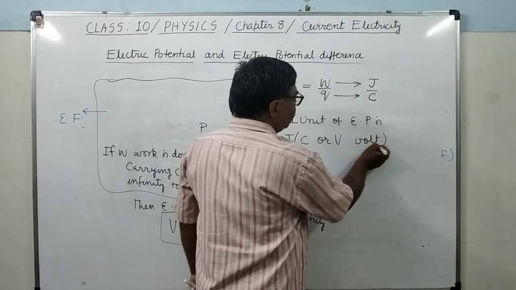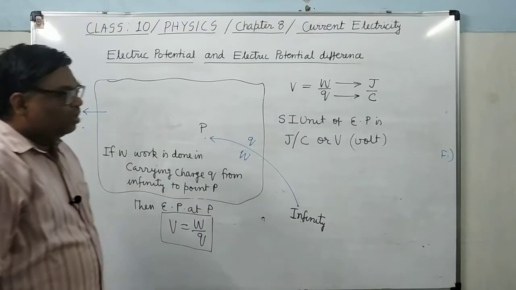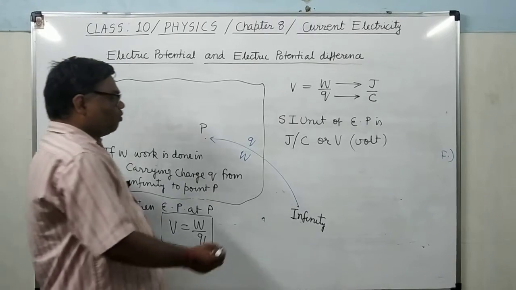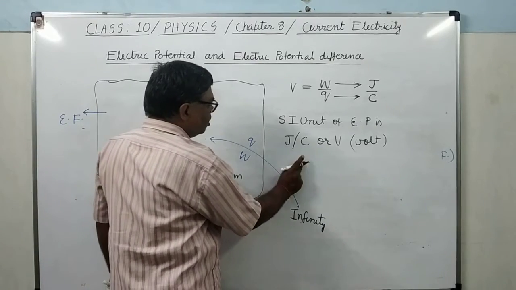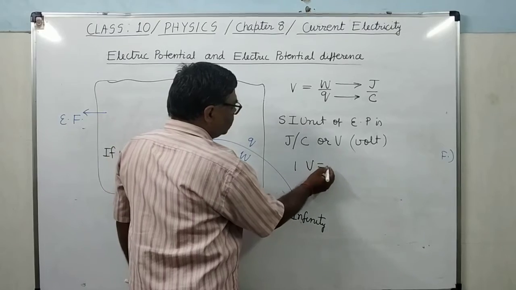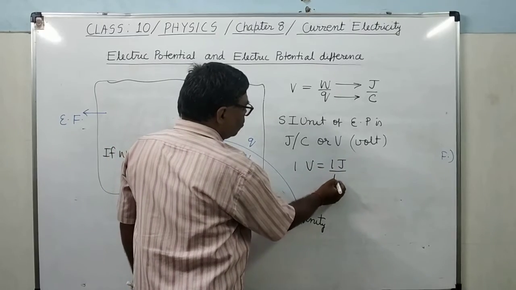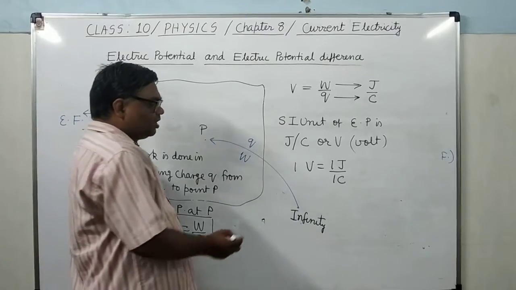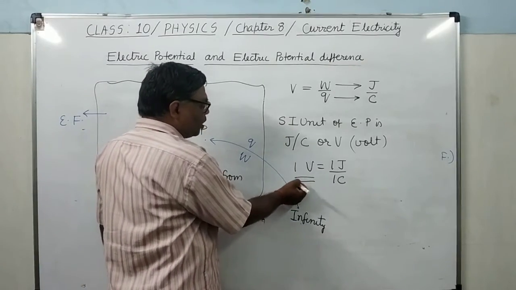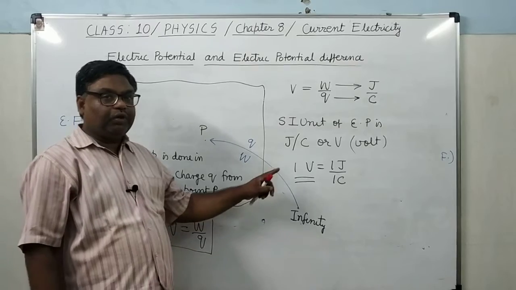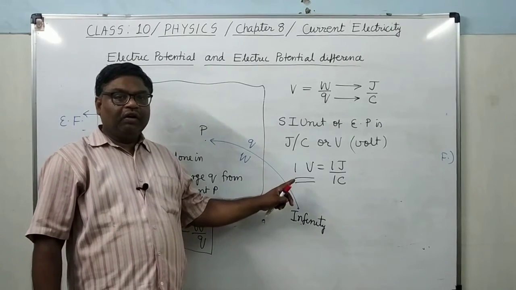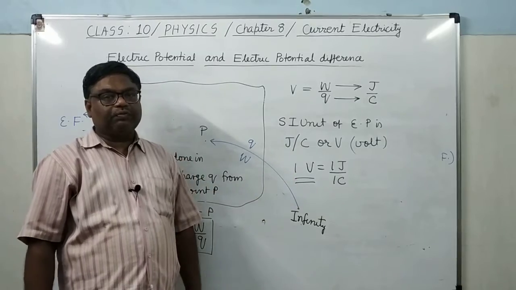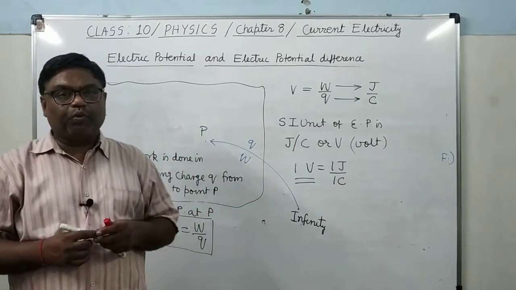It's clear? 1 volt equals 1 joule per coulomb. 1 volt equals 1 joule upon 1 coulomb. It's clear? Means you can say that electric potential at any point of an electric field is said to be 1 volt if 1 joule work is done in carrying 1 coulomb charge from infinity to that point.